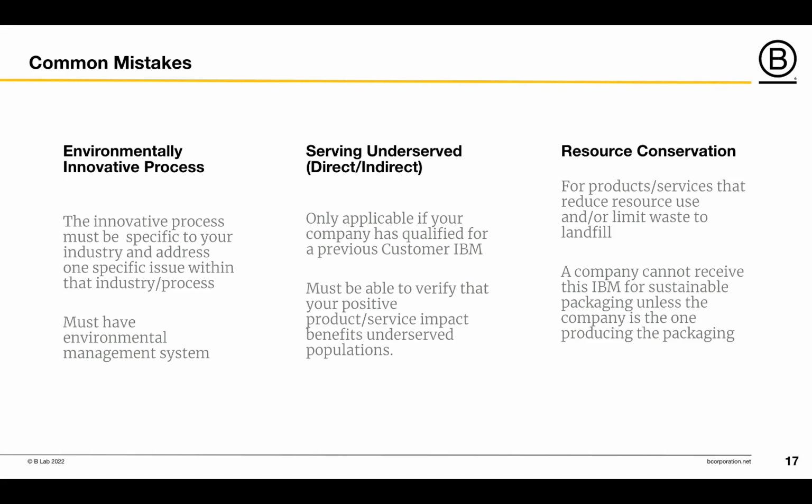For the Serving Underserved Populations Direct and Indirect IBM, it's important to note that you can only receive this IBM if you're receiving another customer IBM. You must also be able to verify the positive impact your product or service is having on the underserved population in reference. And lastly is Resource Conservation. This IBM is for products or services that reduce resource use or limit waste to the landfill. But it's important to note that a company cannot receive this IBM for sustainable packaging unless the company itself is the one producing the packaging.